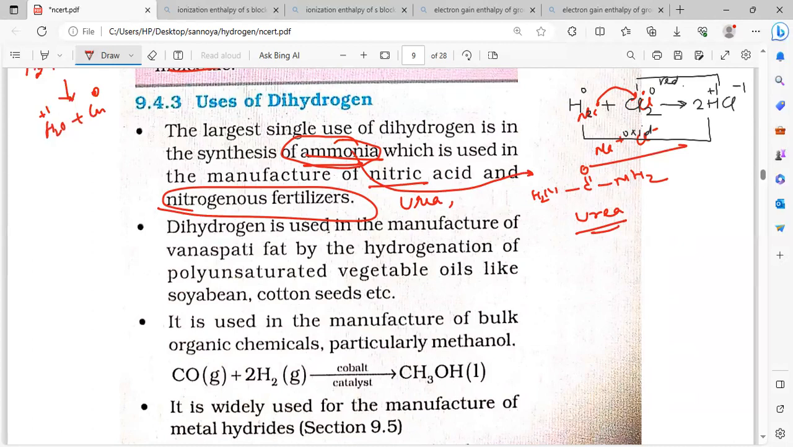Second one, they are saying, is the preparation of Vanaspati ghee. Suppose oil is there, this one, CH2, unsaturated. Now you add H2 in the presence of Ni or Pt, so it will give the saturated alkane, and the saturated one is ghee.